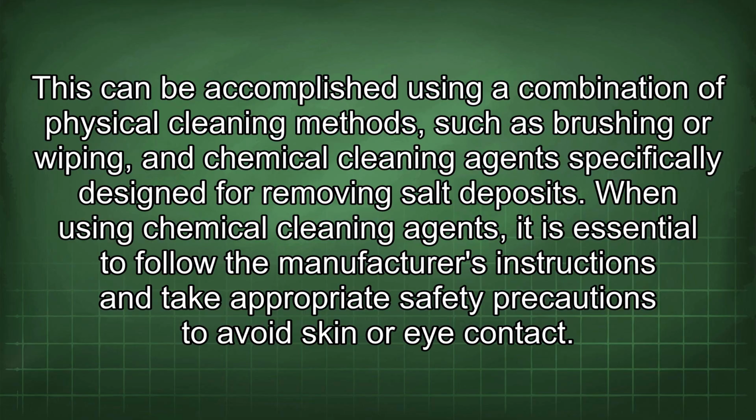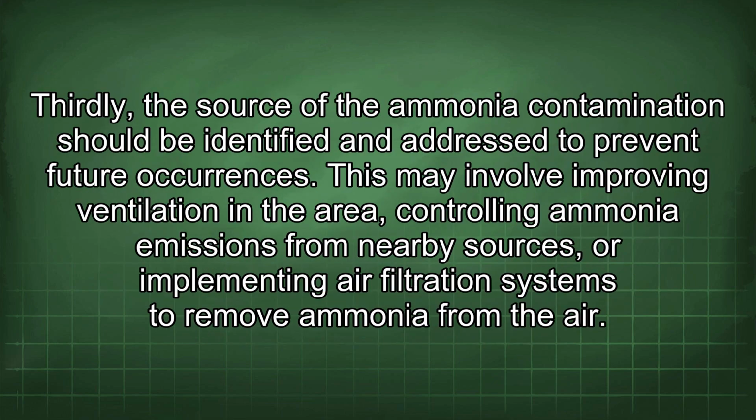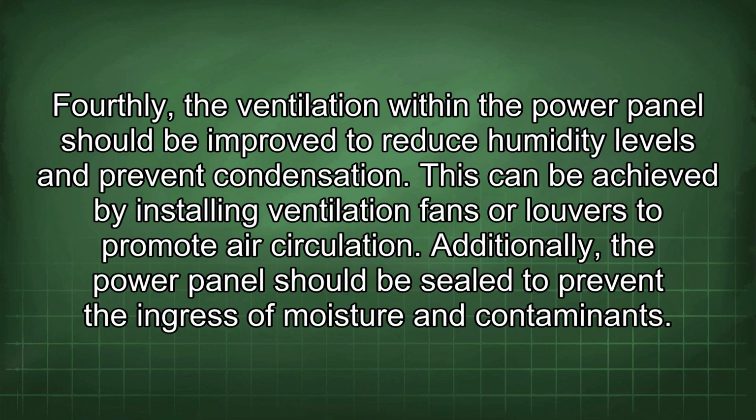Thirdly, the source of the ammonia contamination should be identified and addressed to prevent future occurrences. This may involve improving ventilation in the area, controlling ammonia emissions from nearby sources, or implementing air filtration systems to remove ammonia from the air. Fourthly, the ventilation within the power panel should be improved to reduce humidity levels and prevent condensation. This can be achieved by installing ventilation fans or louvers to promote air circulation.